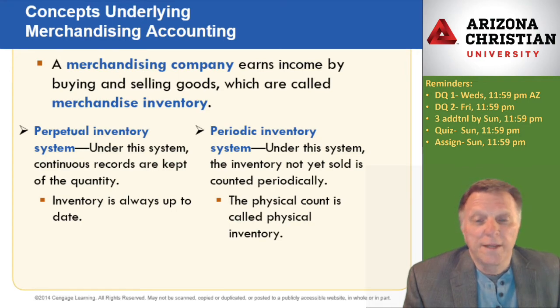The first one is a perpetual inventory system, which keeps continuous records of inventory transactions. Inventory is always updated almost instantaneously, and it's a very known quantity. You can go look at a system at any one time and know how much you have of any certain product on the shelf or on the floor. This can be an expensive system, though, to implement.